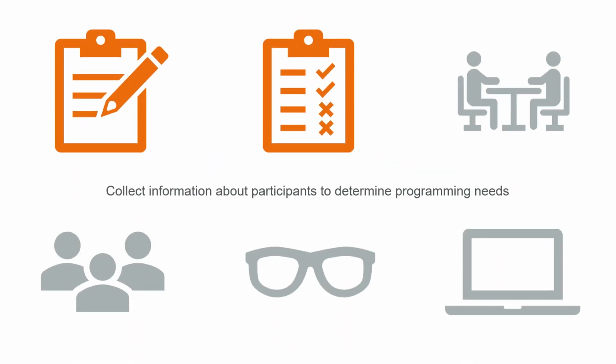During program planning, we may want to collect information about participants to determine programming needs, in which case we often rely on administrative records, usually applications, and pre-program surveys. We might also want to establish a baseline through which to measure change, in which case we almost always use pre-program surveys.